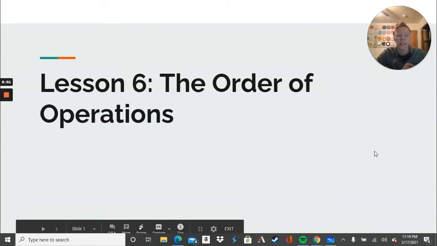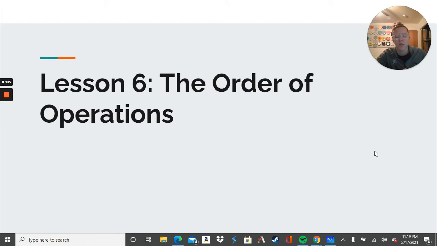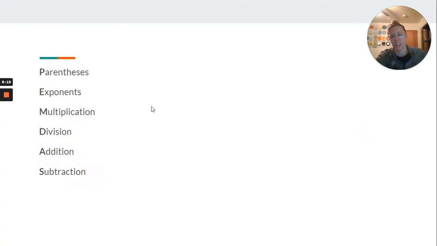Sixth graders, yesterday, or Tuesday, because we didn't have a lesson yesterday, Tuesday we looked at exponents, and I told you that that would lead into what we are looking at now. So lesson 6 is on the order of operations. So what is the order of operations?